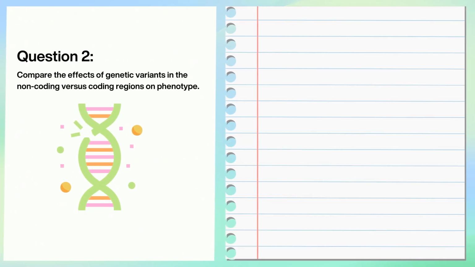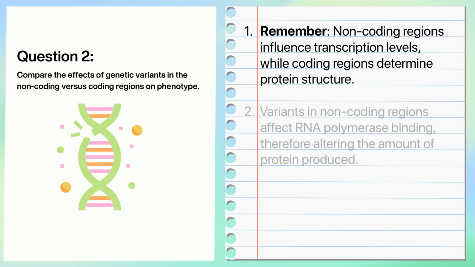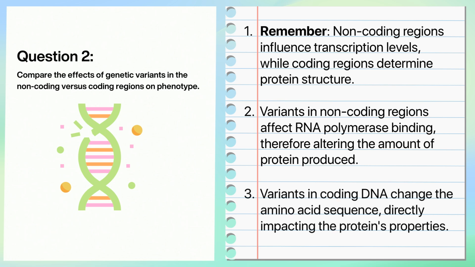In this next question, we must compare the effects of genetic variants in the non-coding versus coding regions on phenotype. Firstly, remember that non-coding regions influence transcription levels, while coding regions determine protein structure. Variants in non-coding regions affect RNA polymerase binding, therefore altering the amount of protein produced, whereas variants in coding DNA change the amino acid sequence, directly impacting the protein's properties.